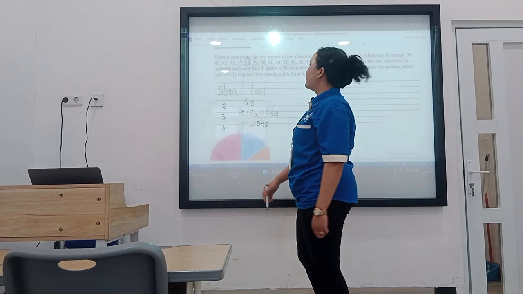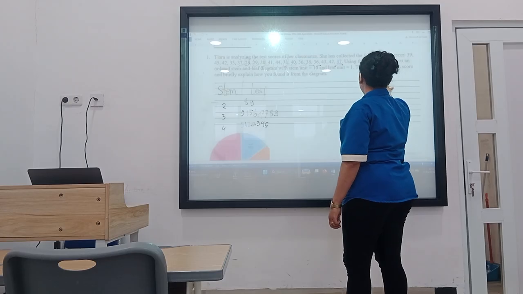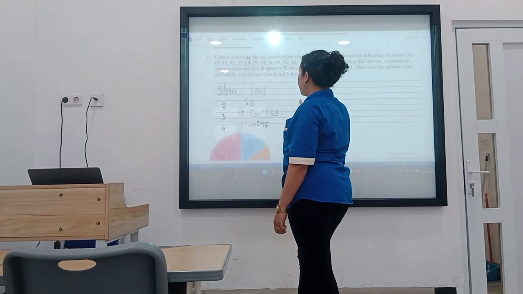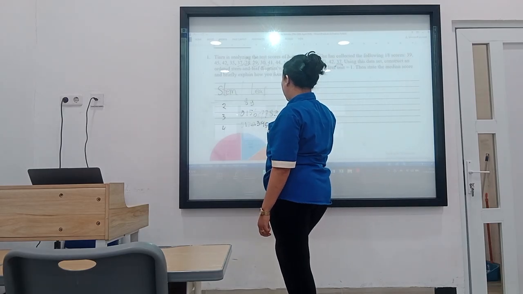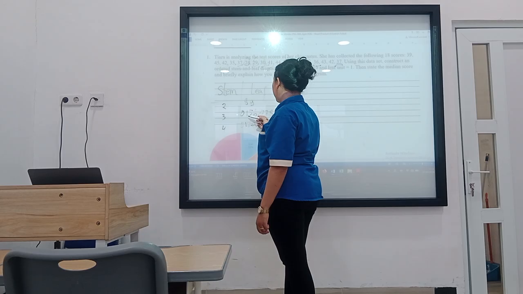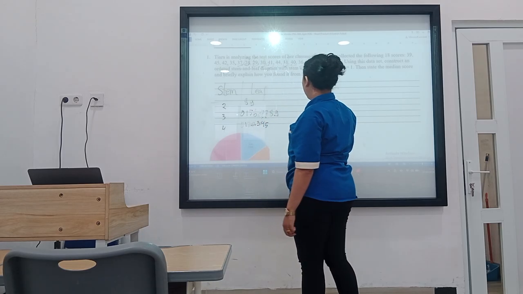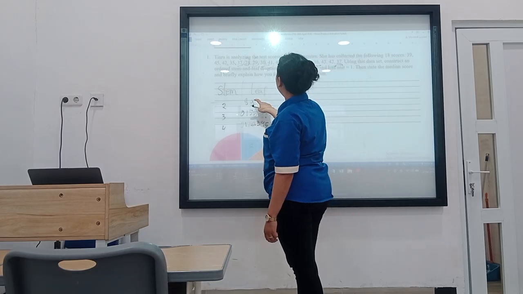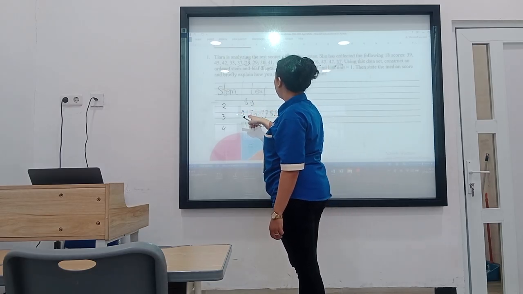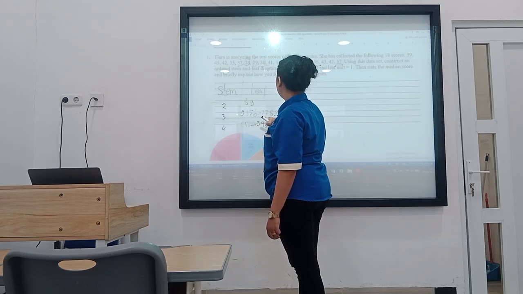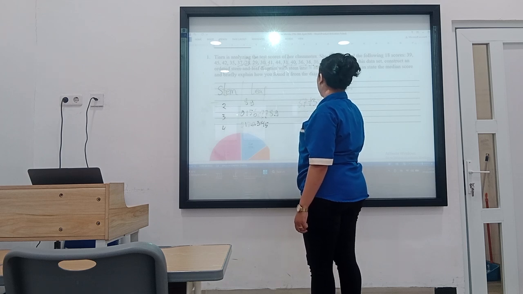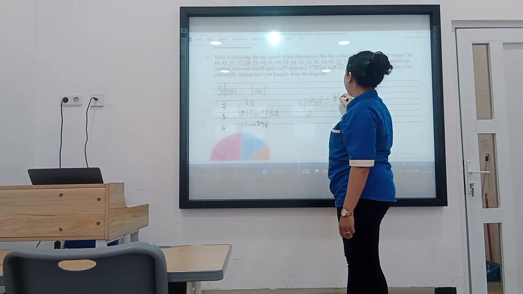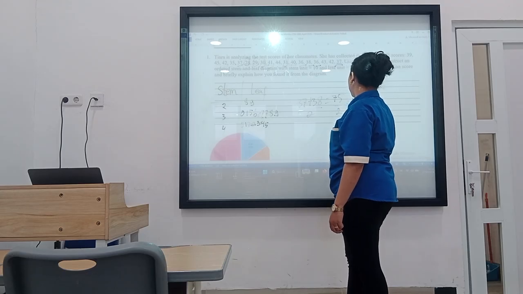So 18 values. And how to find out the median? The median is the middle number. So we will see from this number, the 9th or 10th values: 3, 4, 5, 6, 7, 8, 9, 10. Okay, 9 and 10. So 37 plus 38 divided by 2. It will be 75 over 2.